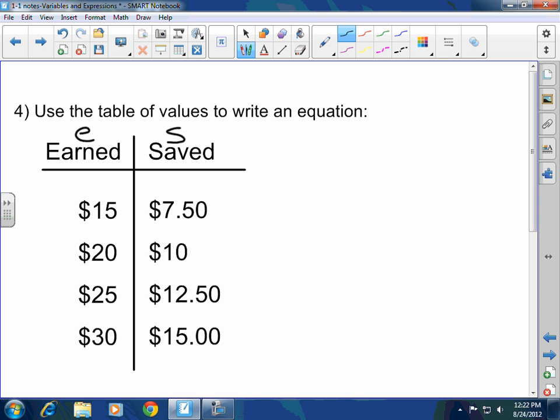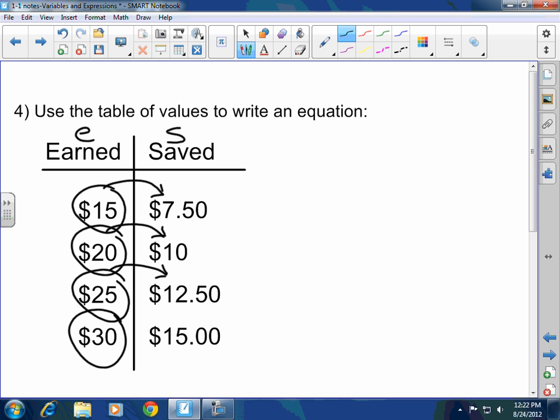What did I do to this 15 to get to 7.50? What did I do to this 20 to get to 10? What did I do to this 25 to get to 12.50? What did I do to this 30 to get to 15? I divided by 2. Give me an equation then.